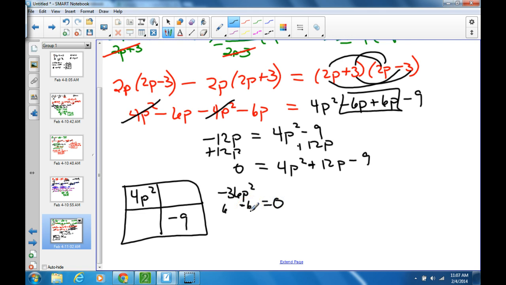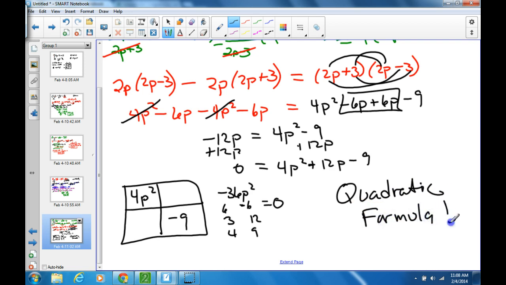3 and 12? 3 and 12 doesn't work either, right? Because we need to end up being 12. 4 and 9? We don't have anything, do we? No. So guess what? The box doesn't work. You have to use the quadratic formula on this one. So I'm not going to make you guys go through that, but just write down quadratic formula for this one. Okay? I'm not going to make you do that. But you know what you have to do to solve for that.